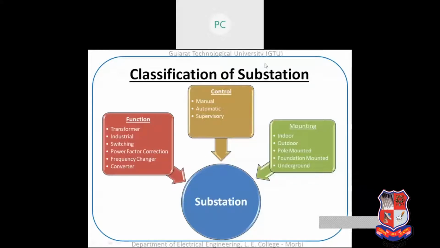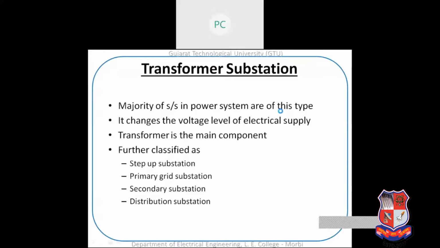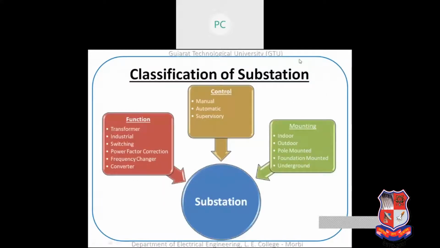First is function. Now according to the function, how will it classify? This is according to function. The first type of that classification is transformer substation. From the name it suggests that a substation which either increases the voltage or decreases the voltage is known as a transformer substation. So the first type of substation is the transformer substation, where we are either increasing or decreasing the voltage level.